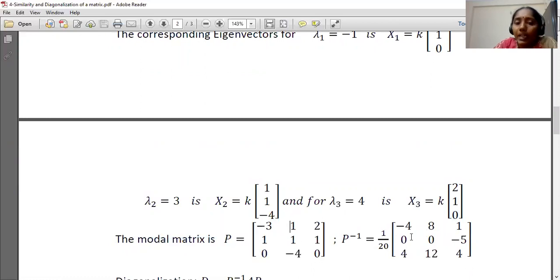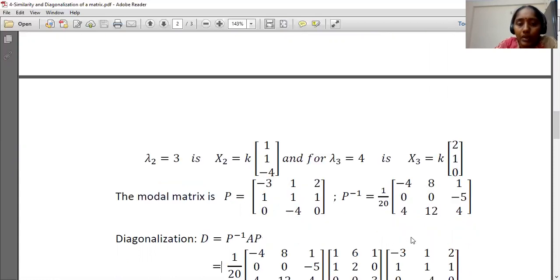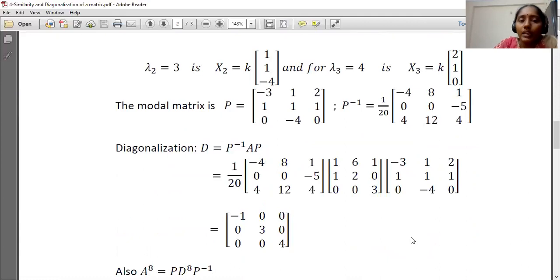Now find P inverse. For finding P inverse, you can either find it manually or use a calculator. Now write the diagonalization. Diagonalizing means D equals P inverse AP. Just multiply P inverse A into P, which equals D.